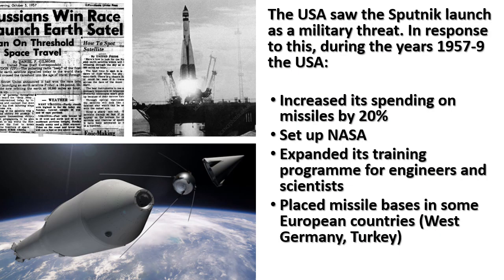What did America do? Just like Stalin, when he saw the Americans develop an atomic bomb, they threw money at this problem as well. Missile technology research spending increased by 20%. They set up NASA, led by von Braun, who was the scientist behind the V2 rockets for the Nazis, training for engineers and scientists, and they also increased the number of missile bases they had in Europe, in West Germany, and in particular in Turkey, which later on greatly annoyed the Soviet leader Nikita Khrushchev.